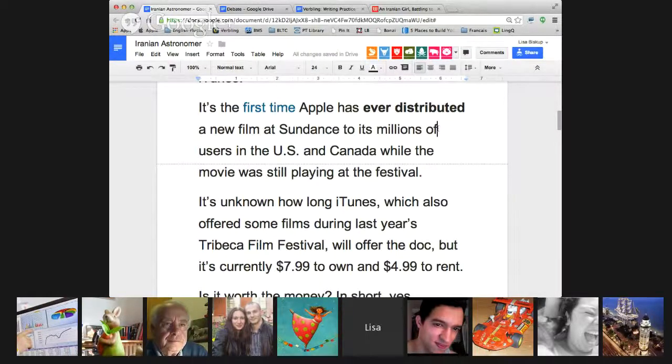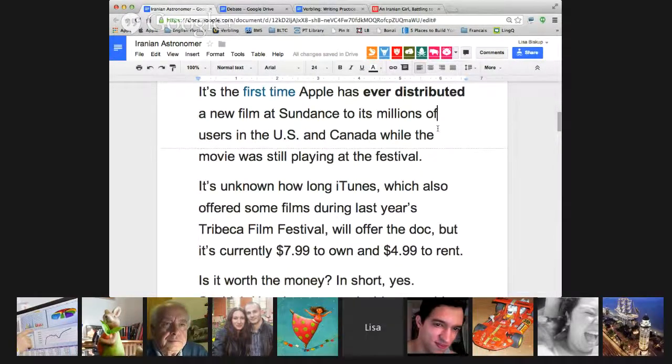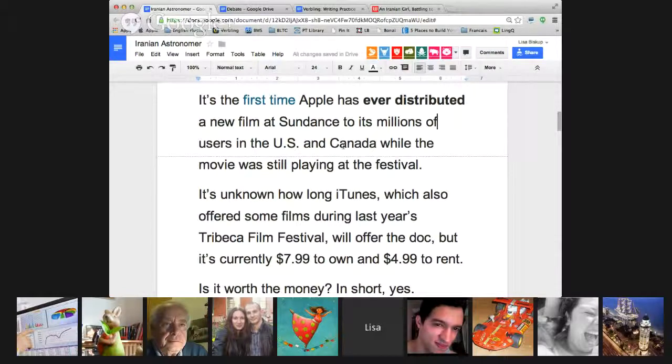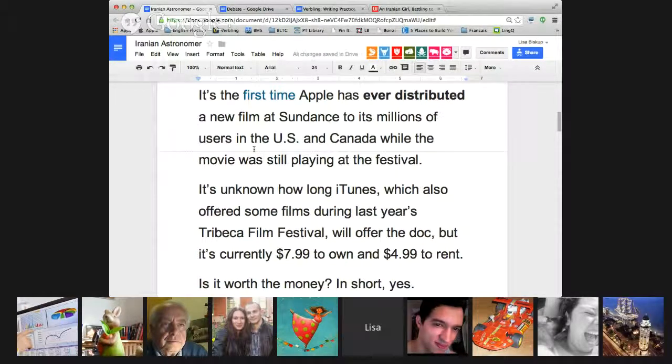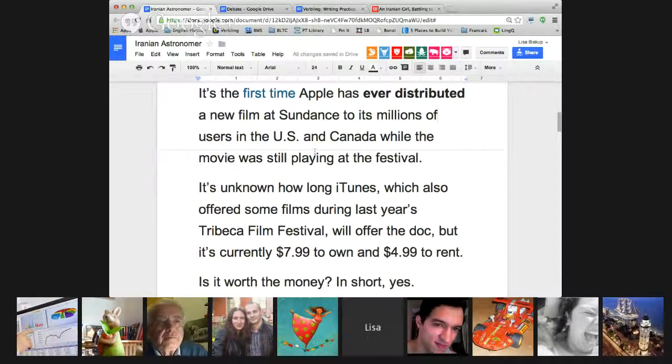And this is a very unusual thing for them to do because usually the films go to these festivals and they get awards or they get feedback. And then later people can start seeing it when it comes to the movie theaters. But in this case, they're doing something unique or different or unusual. And so they're letting it play on iTunes.